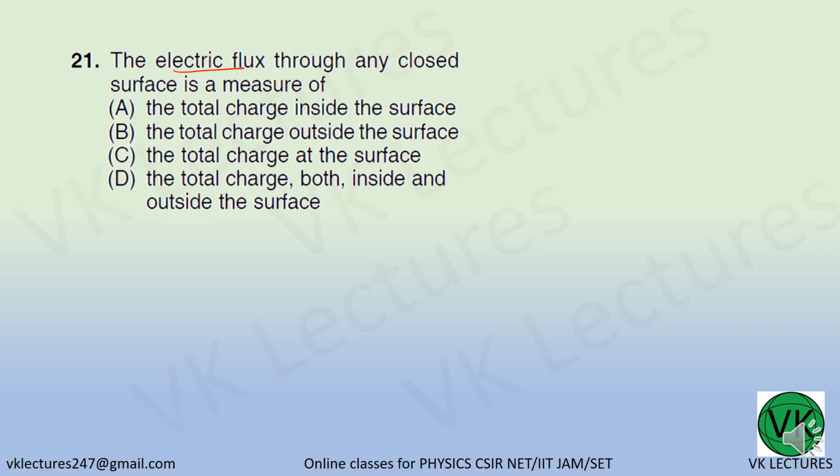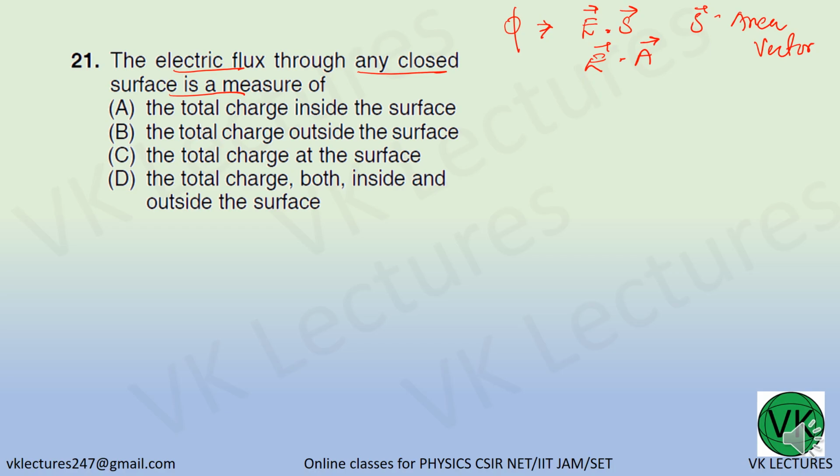Electric flux through any closed surface is a measure of... Now let us understand what is electric flux. Flux phi is equal to E bar dot S bar. S is nothing but surface, or you can write area vector. S is area vector, or you can write E bar dot A bar also.